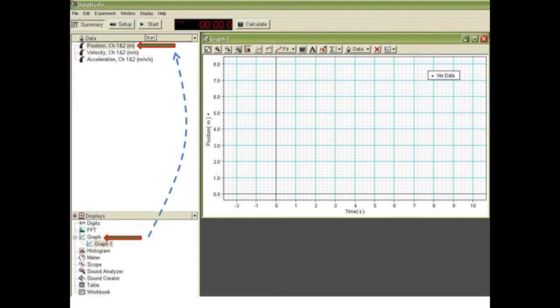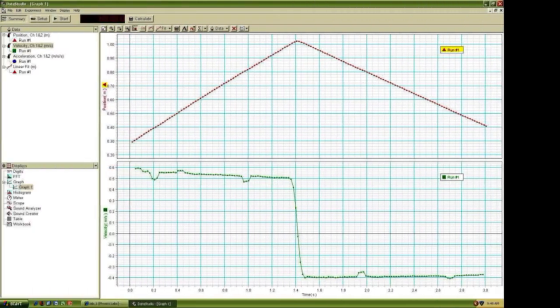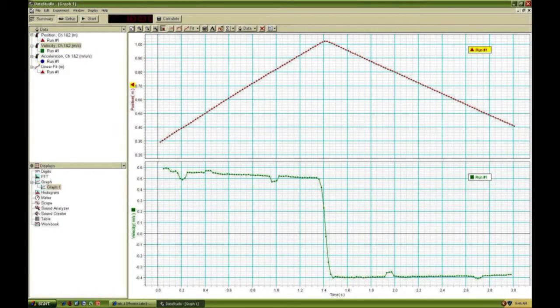Drag and drop the graph icon from the lower left displays area onto the position icon above. Drag and drop the graph 1 icon onto the velocity icon above. In this way, both graphs of position and velocity will be lined up with the same time axis.